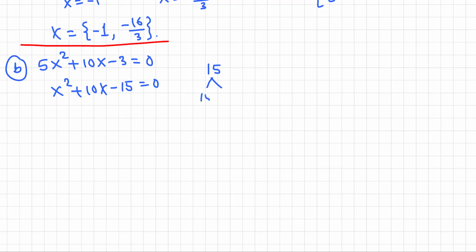So 15 is 15 times 1. 15 minus 1 is 14, not 10. 15 is 5 times 3, and 5 minus 3 is 2, but not 10. So are there any other factors of 15? I mean, 3, 5, same thing, 1, 15? No. That means this trinomial does not factor.